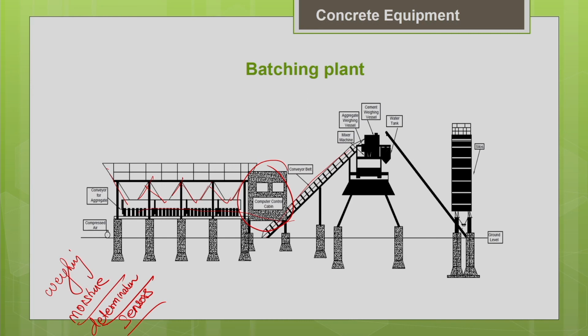So, everything is now under PC control. You have the computer control cabin where you can control the entire system. Here you can see the aggregates are taken with the help of the belt conveyor. If the aggregates are not going to be weighed here, you need a separate weighing vessel to measure the weight of the aggregate before adding it to the mixer machine. Similarly, these are the cement silos. From the cement silos, the cement will be taken with screw conveyors into the cement weighing vessel, and then it will be transferred to the mixer machine.